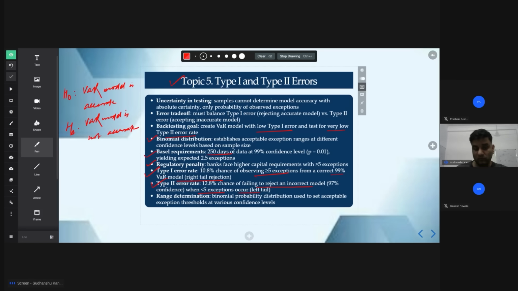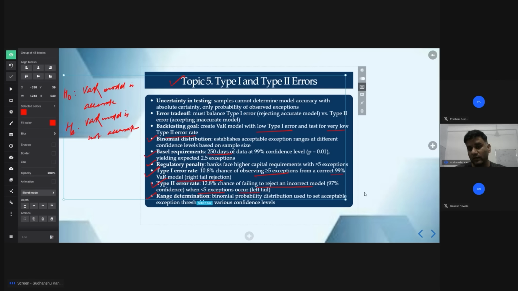So you have to determine your range. Determining the range means the two binomial probability distributions help determine what counts as normal exceptions, what counts as too many exceptions, and what counts as too few exceptions for various confidence levels. That's how Basel's traffic light system for backtesting thresholds evolved, and that's the whole objective.